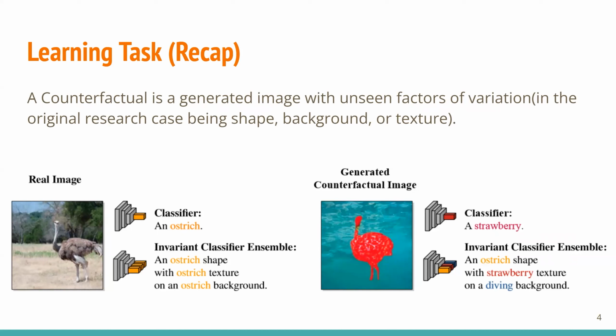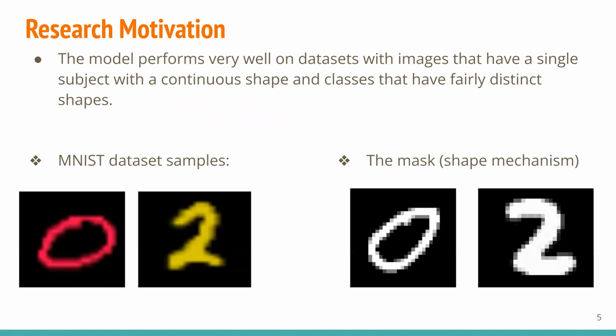The model will first generate counterfactual images based on the real image and change elements like the shape, texture, or background. After these counterfactuals are generated, 3 classifiers will be trained on the generated images: 1 classifier for shape, 1 classifier for texture, and 1 classifier for background.